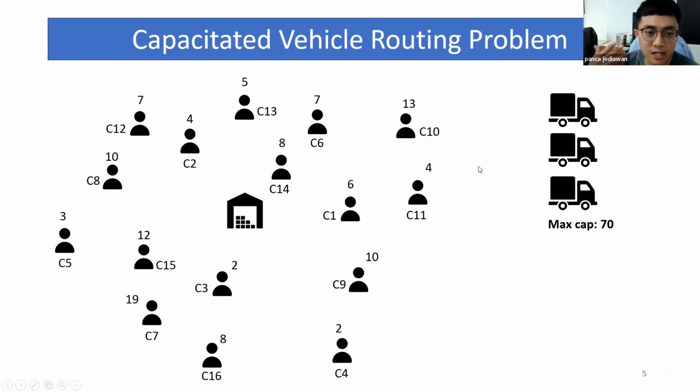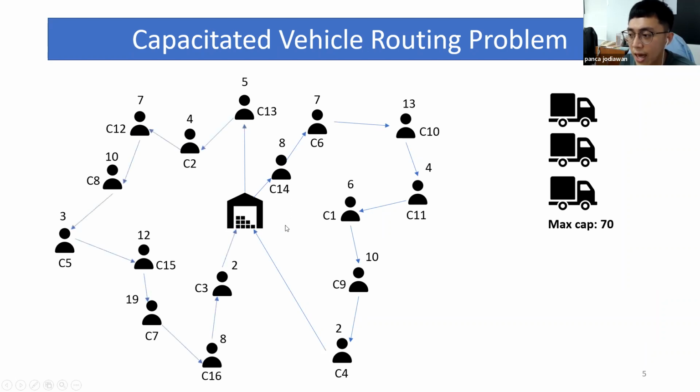After this, I will give you a solution illustration for the problem. Let's say this is the first route. It starts from C14 and ends at C4 before returning to the depot. And then the second one starts from C13 and ends at C3 before returning to the depot.